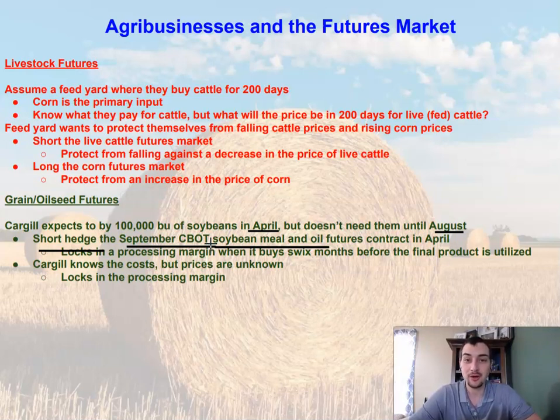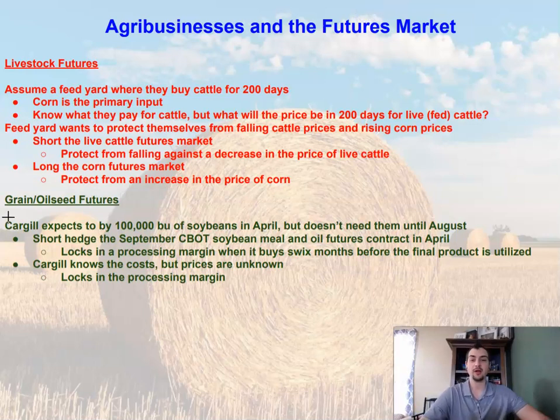So they're going to short hedge, or take the short position, for the soybean meal and oil futures in April. They're engaging in it in April for the September contract because they're going to be selling soybean meal and oil in August. And they want to protect themselves from, you got it, falling prices. They're going to lock in. So essentially what they're trying to do is lock in a processing margin. They are margin makers in this particular example. They're not going to be price takers or anything like that. They're wanting to lock in a processing margin 6 months before the final product is utilized.